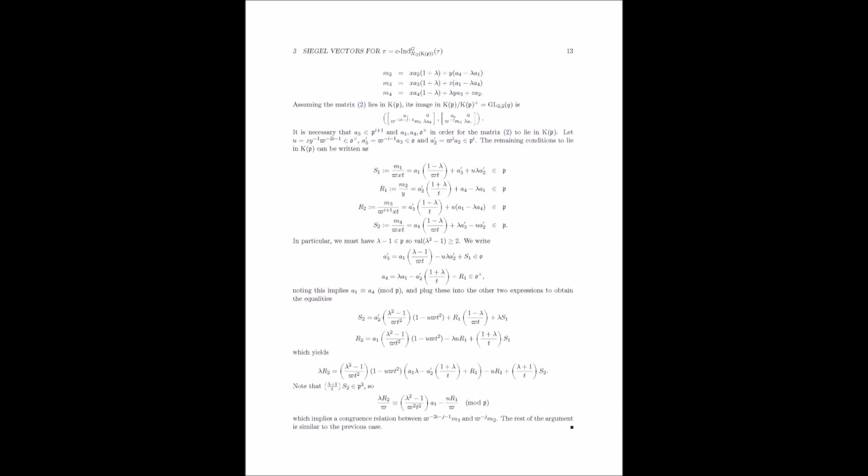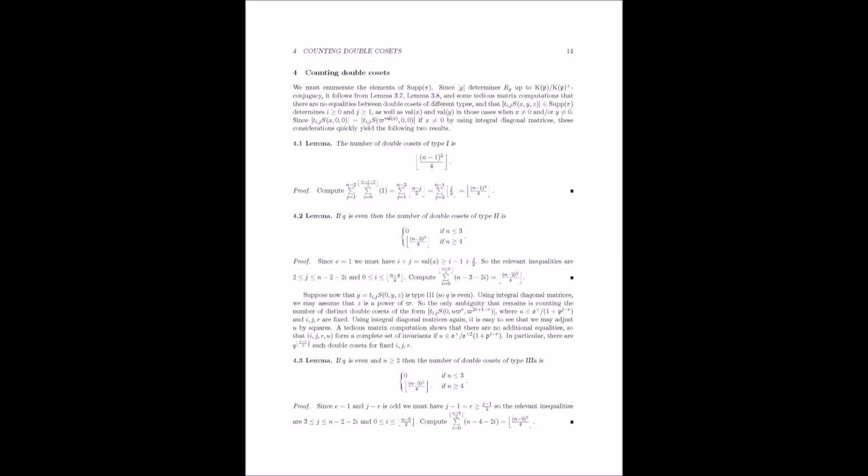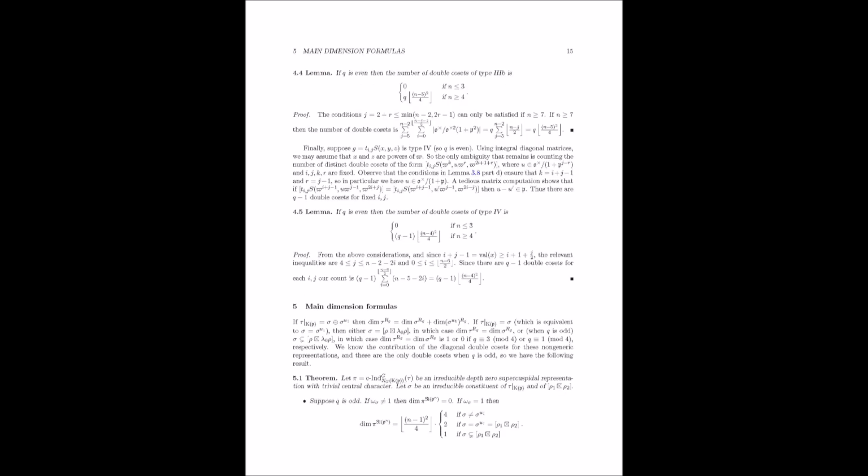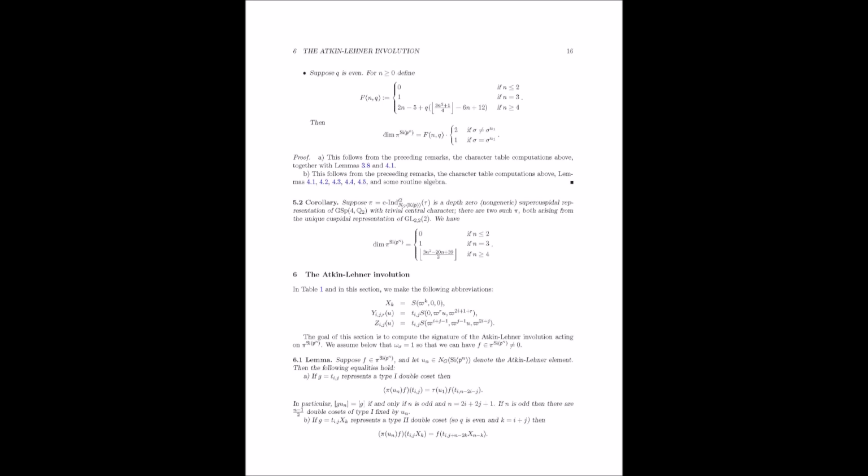Well, it means that if the central character is equal to 1, then S acts trivially on the entire subspace, because both basis functions are invariant. But if it is not 1, then S actually swaps the two basis functions, and that gives us a signature of 0. So the signature hinges on the value of the central character. And that wraps up the proof of Lemma 3.3.